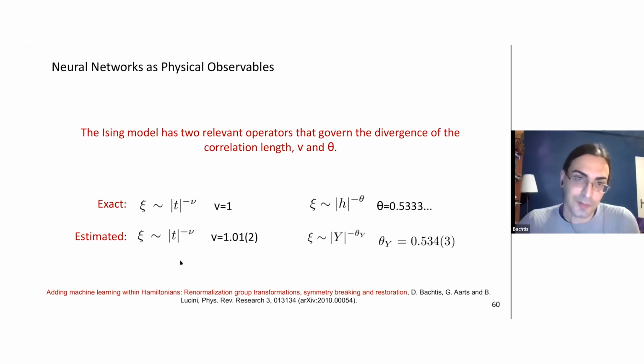So we know that the Ising model has two relevant operators that govern the divergence of the correlation length. These are the exponents nu and theta. And these are the exact values of these two exponents. So the exponent theta governs the divergence of the correlation length in terms of the magnetic external field, and this is its value. So we see that the neural network field exponent overlaps within statistical errors with the exponent of the magnetic external field. So we presume that these two exponents are identical, or in other words, that the neural network field exponent is one of the two relevant operators of the Ising model.